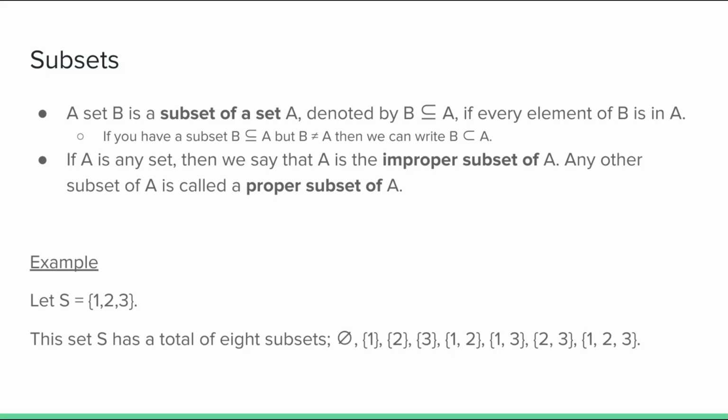An example of this is, say, let S equal {1, 2, 3}. Then S has a total of 8 subsets. If you break this up, we have the empty set, {1}, {2}, {3}, {1, 2}, {1, 3}, {2, 3}, and then the set {1, 2, 3}. I hope that makes sense, breaking it up into all the different subsets.